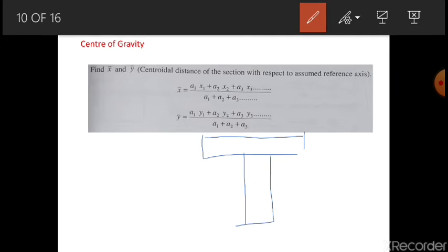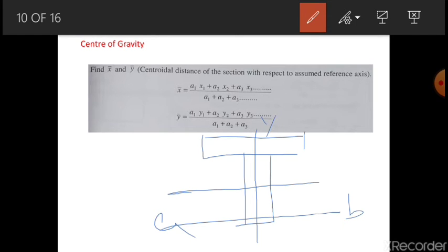Okay, this is your reference line AB, and this is your y-axis, and this is your horizontal axis, that is x-axis. So we'll divide the whole body into two parts. This is your first and this is your second body.